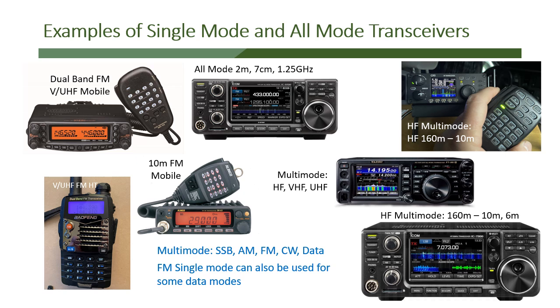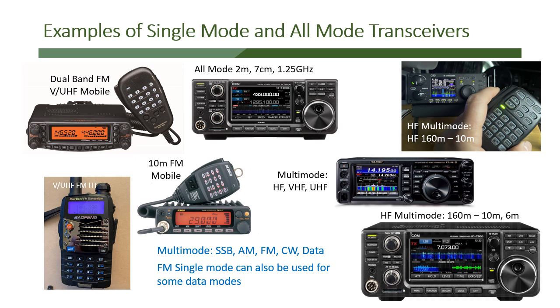Multimode units are going to be things that can handle SSB, AM, FM, CW, and data. So the one in the top center, all mode 2 meters, 70 centimeters, 1.25 gigahertz, this radio is optimized, of course, to operate in SSB, CW, data, and FM. But more particularly, it's also designed to work with satellites because it has a lot of capabilities for programming in and moving across the spectrum for Doppler shifts when dealing with satellite communications. So this one's been optimized for satellites.